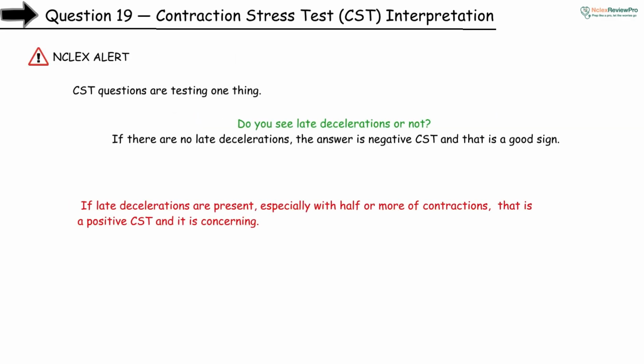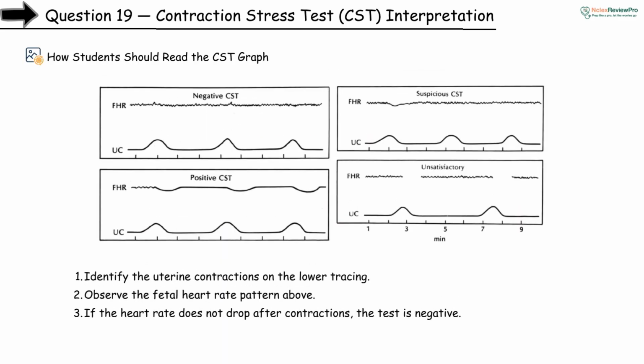Here's your NCLEX alert. CST questions are testing one thing. Do you see late decelerations or not? If there are no late decelerations, the answer is negative CST, and that is a good sign. If late decelerations are present, especially with half or more of contractions, that is a positive CST, and it is concerning. Now let's walk through how to read the graph.